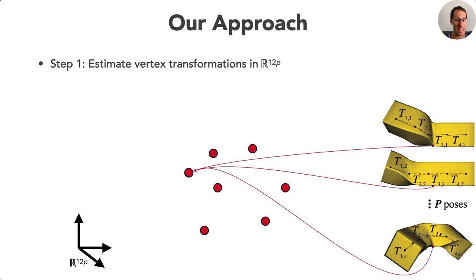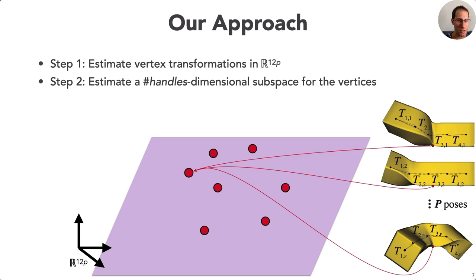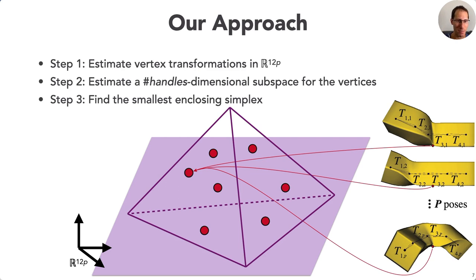All right, so this brings us to our approach. An overview of our approach: step one, we're going to estimate vertex transformations in 12p-dimensional space. That is, for every vertex we know where it goes in 3D, and so we're going to estimate the transformations that bring it there. We estimate the transformations for a vertex across all of its poses, and that gives us a point in 12p-dimensional space. Then once we have those vertex transformations, we'll estimate a handles-dimensional subspace for those vertices. That's the subspace in which we need to find a simplex, a smallest enclosing simplex. Any enclosing simplex will have the same error, and a smaller simplex will mean sparser weights.